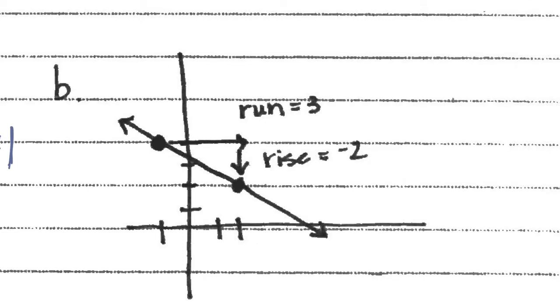Notice that in this case, it rises -2. So it's really going down. And this one runs 3. So the slope of this one is -2/3.